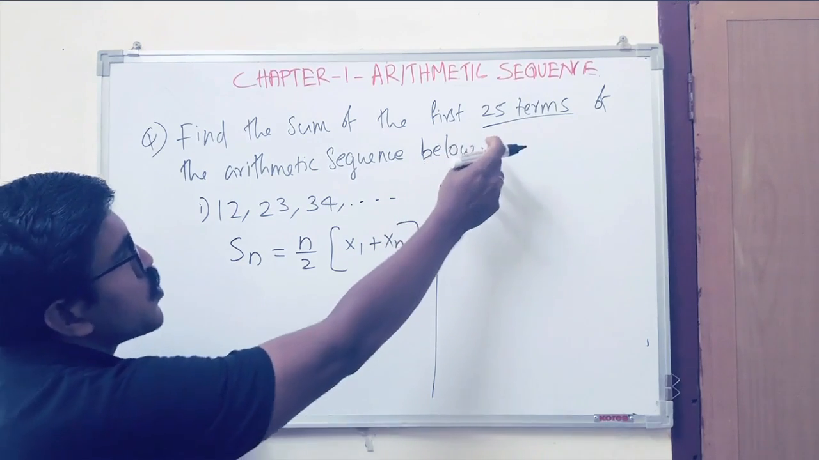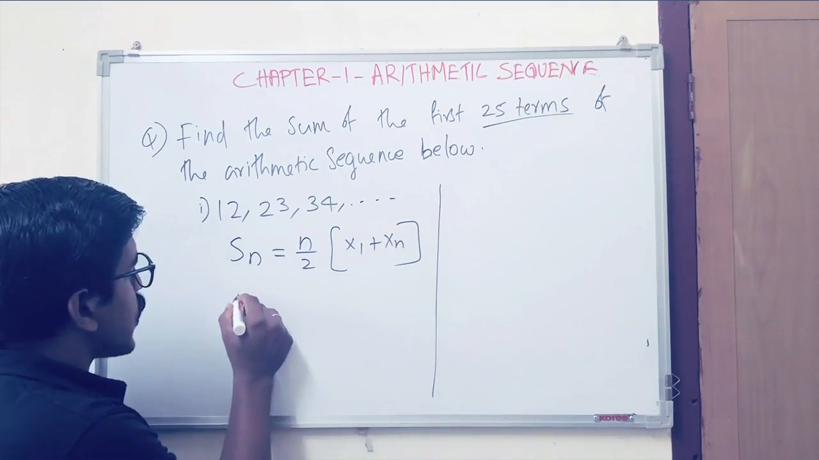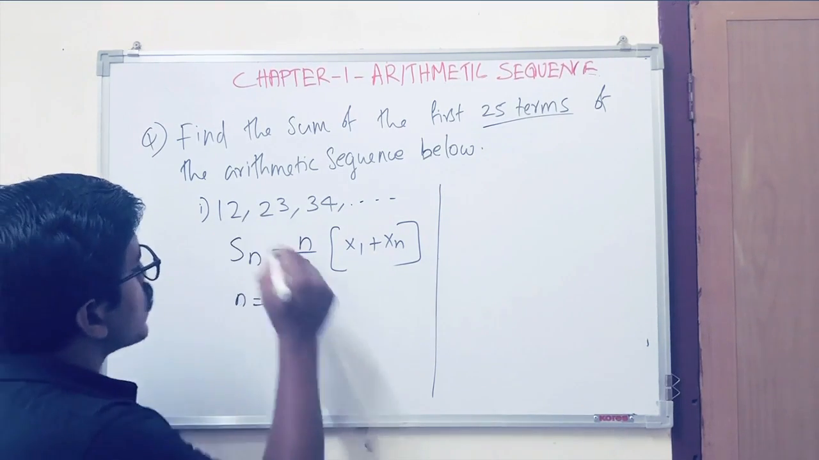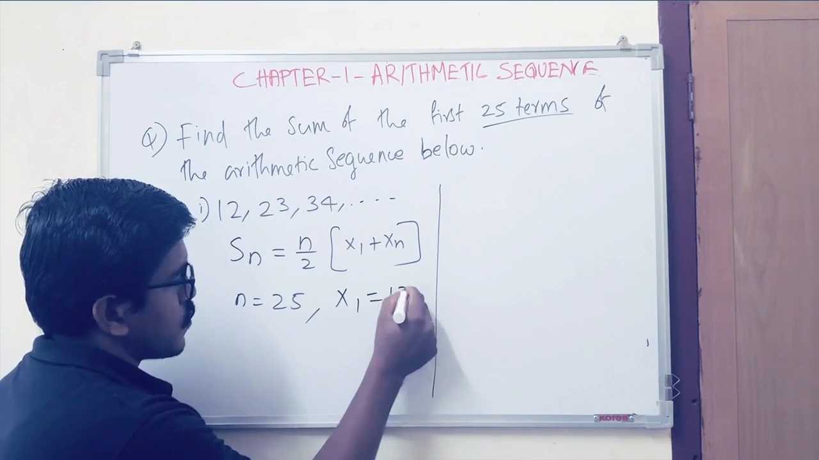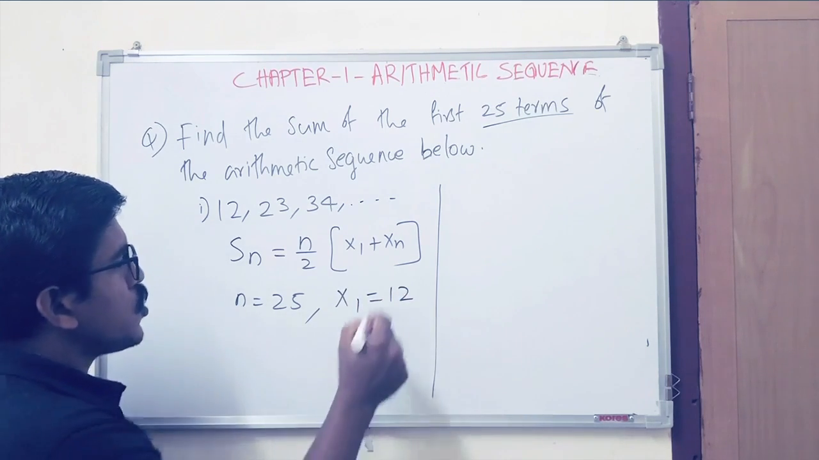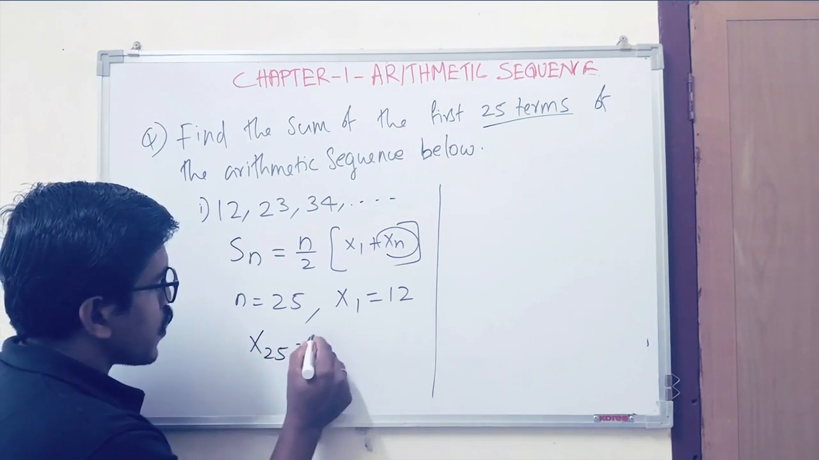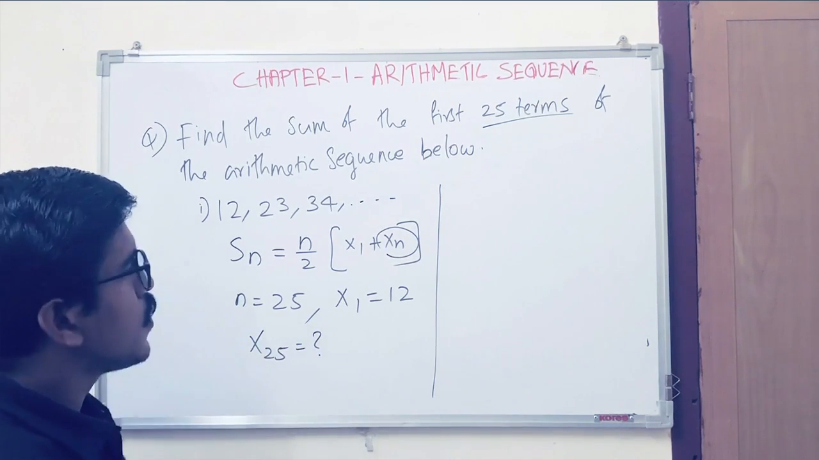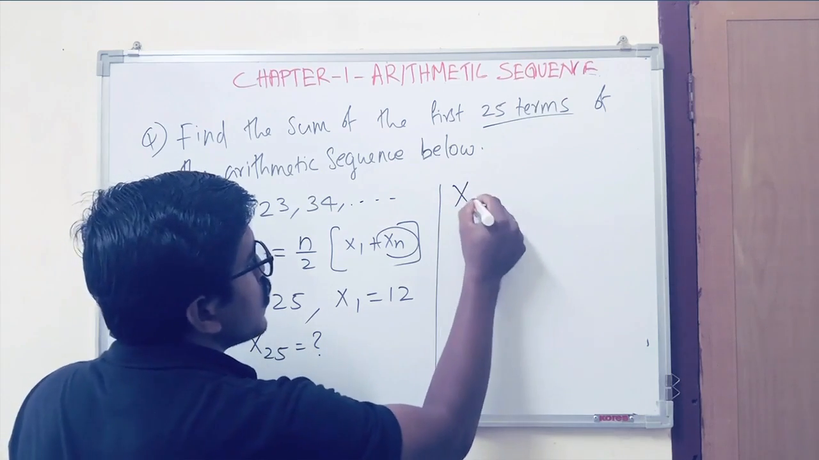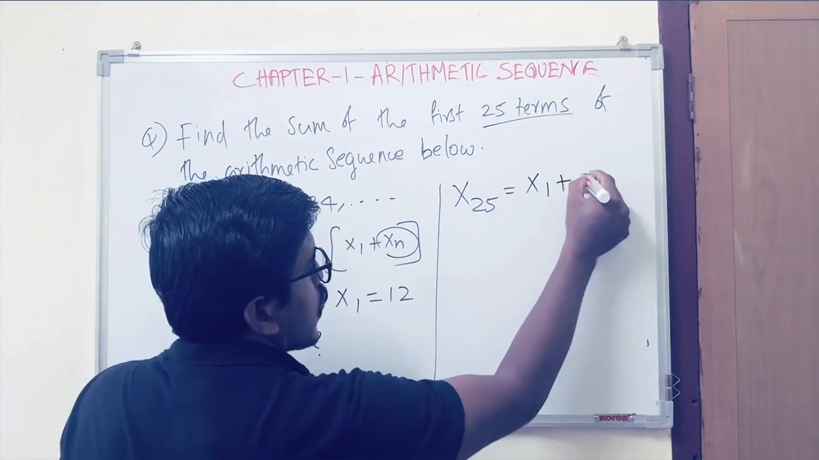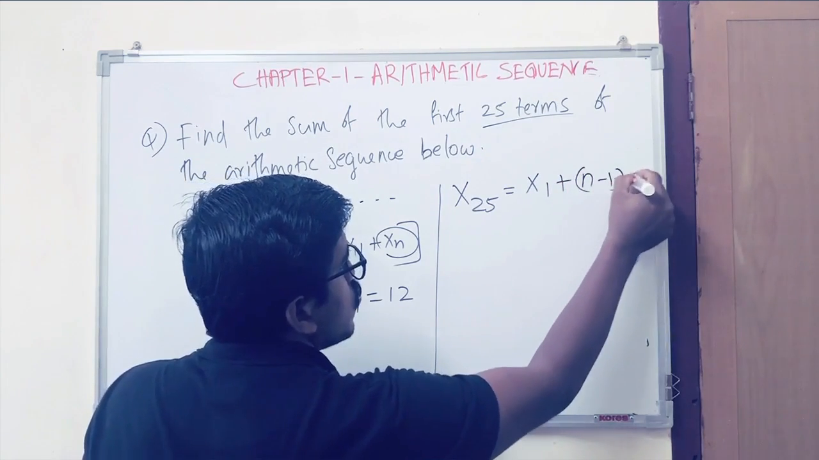The number of terms is already given, that is n is equal to 25. And the first term, you can see here, is 12. We need to find the last term, that is x25. So how do we find the 25th term? It is x1 plus n minus 1 into d.